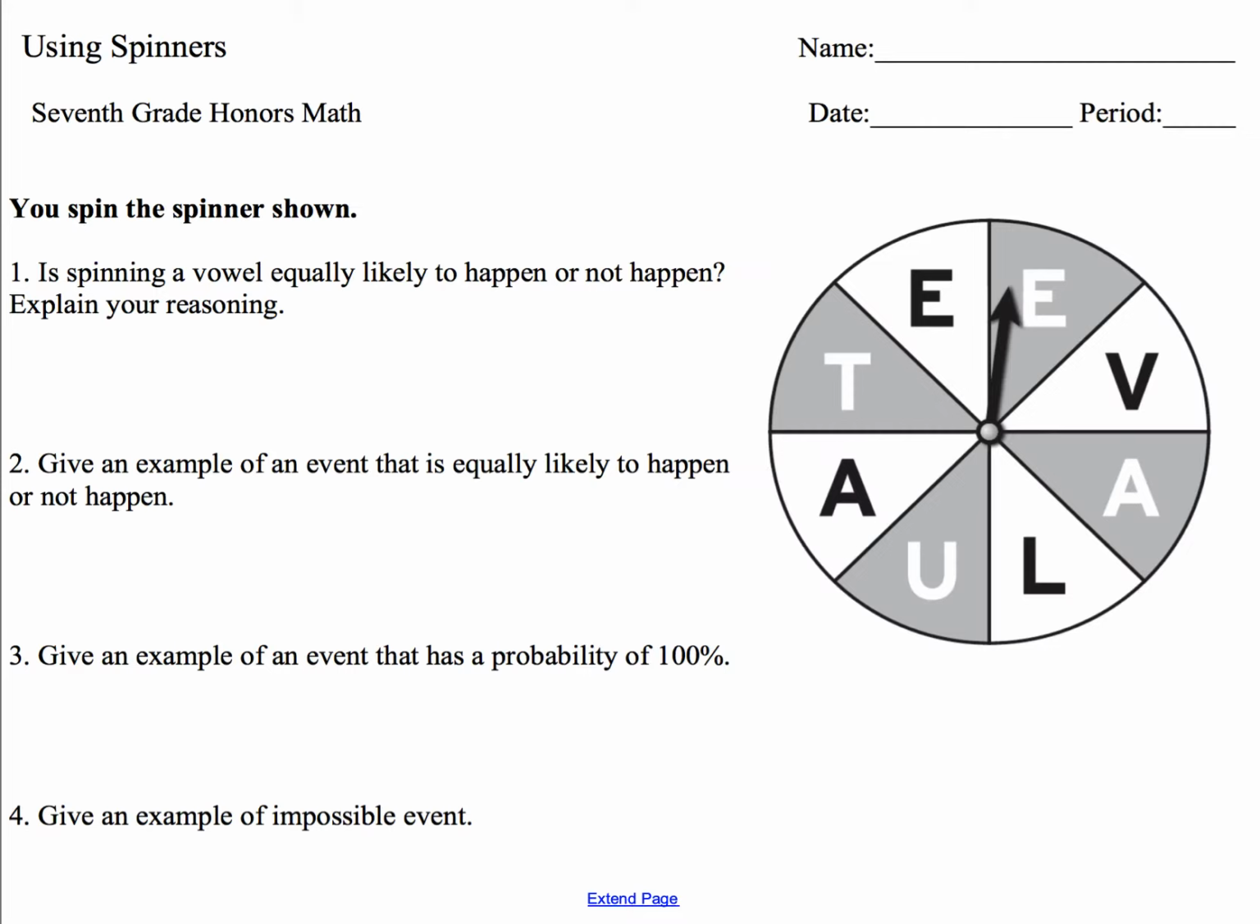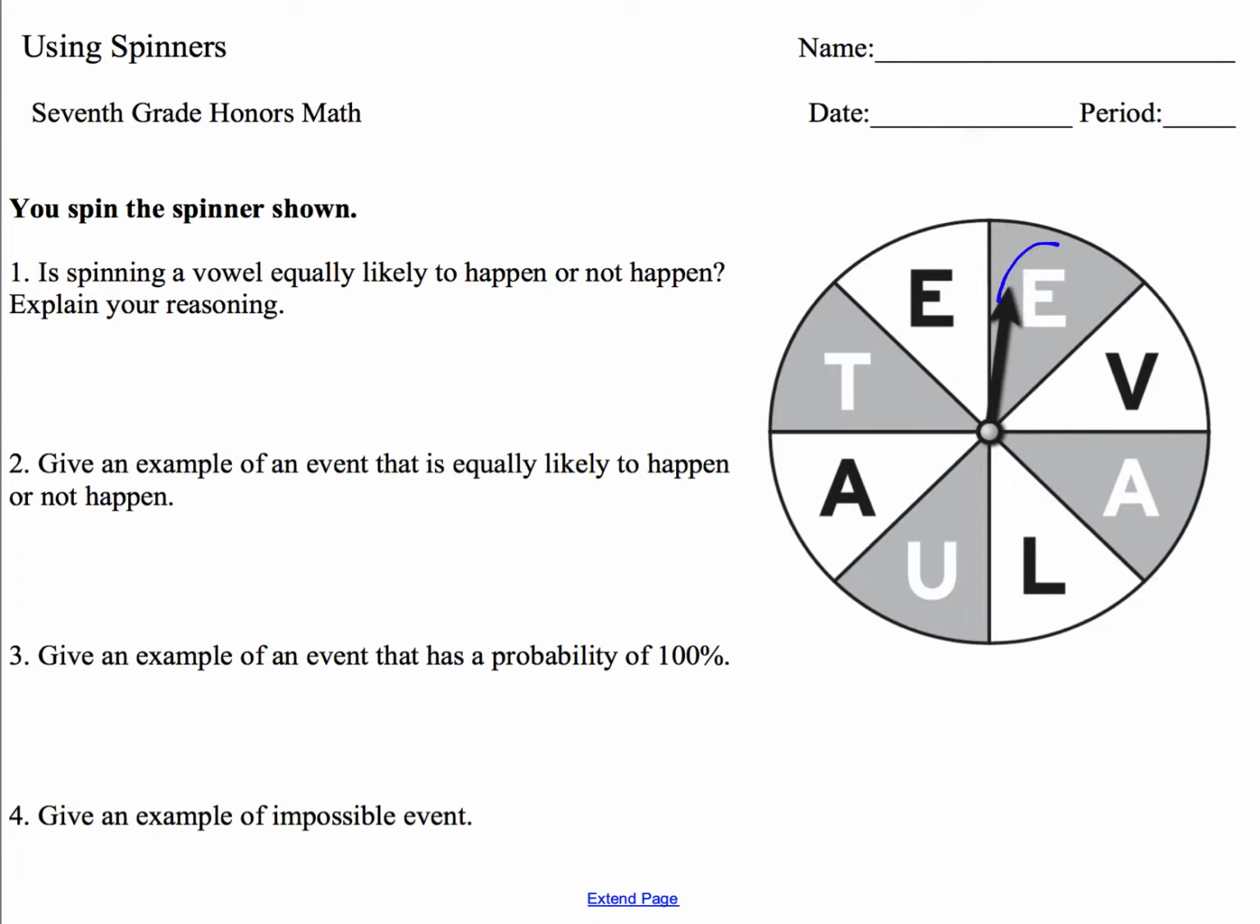Okay. All right, so this is the start of the worksheet we're going to be discussing in this video. The purpose of this worksheet is to get you to come to understand likelihood a little bit better. So you spin the spinner shown. Is spinning a vowel equally likely to happen or not happen? Explain your reasoning. So we need to look at this spinner.